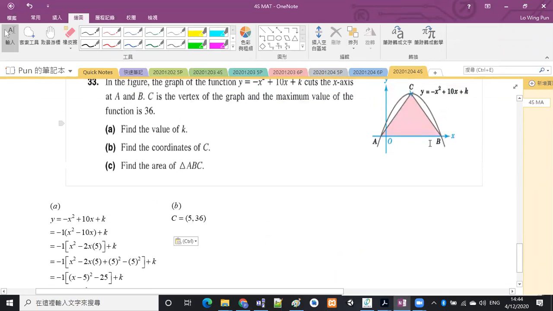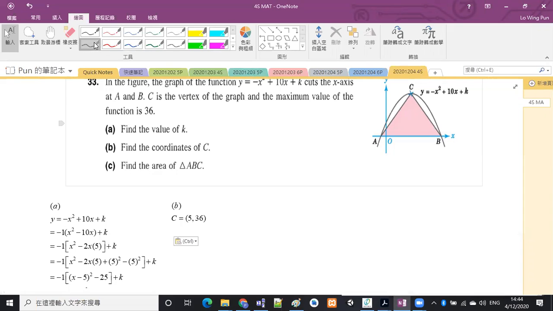And then part C, find the area of triangle ABC. Again, this is a triangle. We need to find the base of the triangle and then the height of the triangle, and then use the formula 1/2 times base times height. So which one is the base? It is so obvious that AB will be the base.